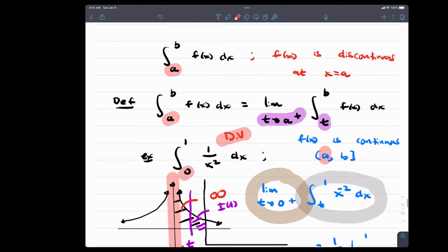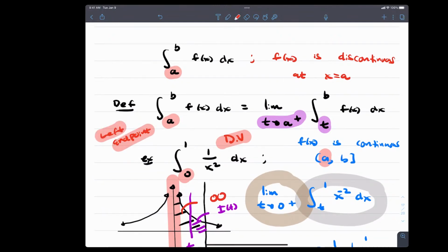So maybe we should go back and label 2 definitions. This is my what? Left endpoint discontinuity. Right? It's a left endpoint. So you're going to approach the number from the right. Is that right? You didn't even have to graph this. You just approach it from the right.